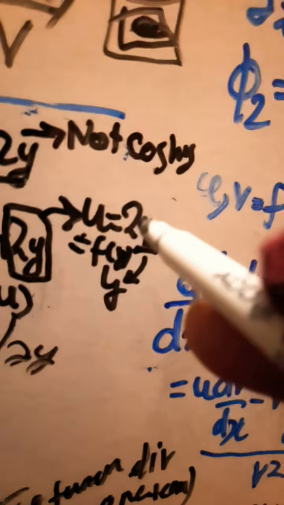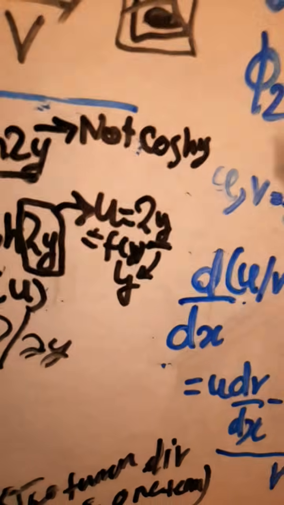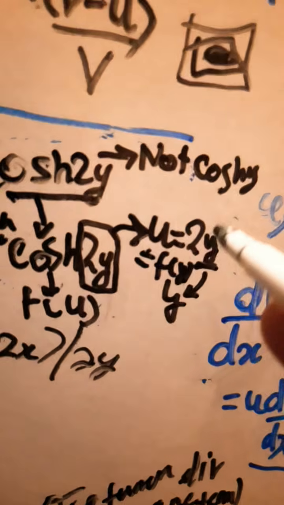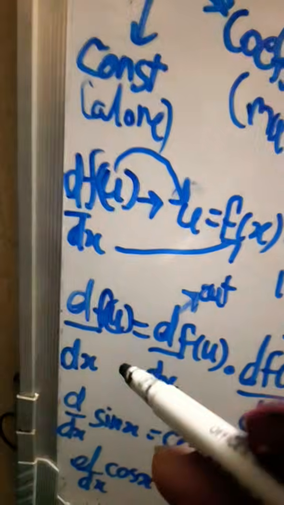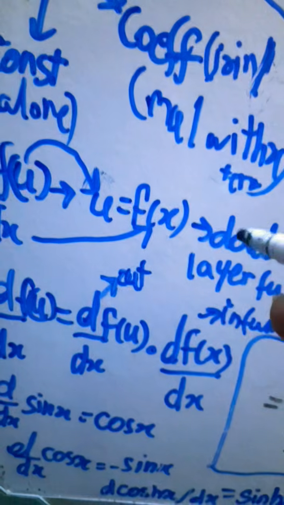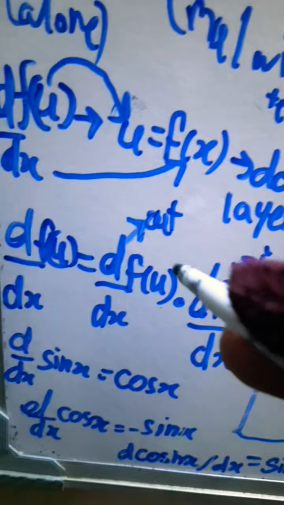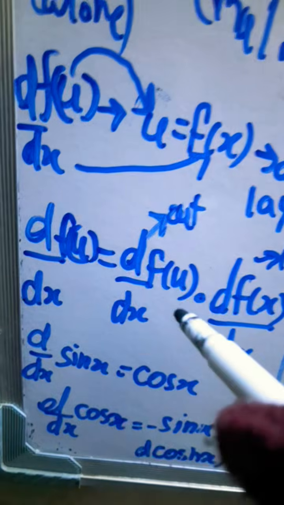If it was cosh y, no issues. Here 2y is our f of y, and we need to take the derivative of f of y. But this is not just y: y became 2y, and 2y is the argument of cosh. So this is a nested function. What did I tell you about nested functions? I told you, f of u, where u is f of x, and we have to take the derivative with respect to x. So we have to use the chain rule: the outside function's derivative multiplied by the inside function's derivative. First take the derivative of f of u, then multiply with the derivative of f of x. So first do the cosh 2y derivative, then do the 2y derivative, and multiply them.